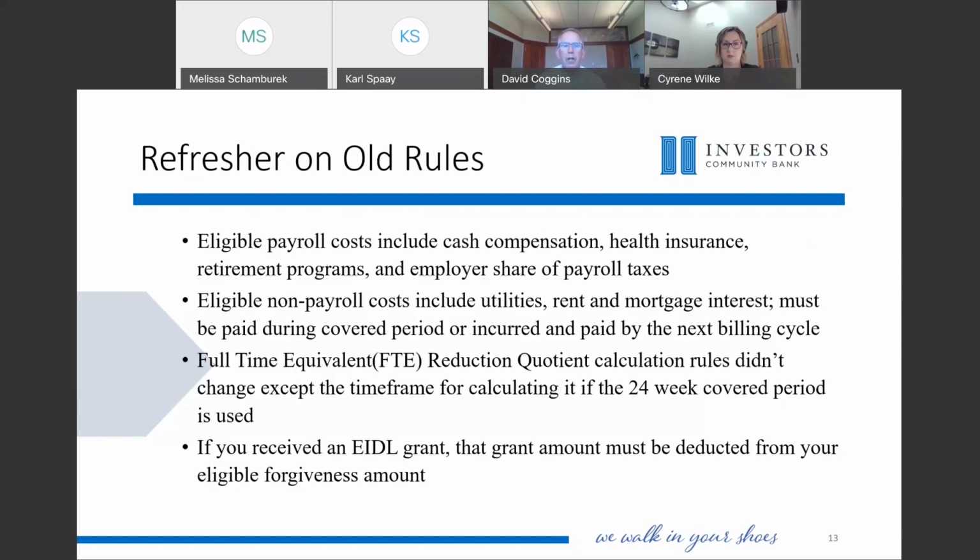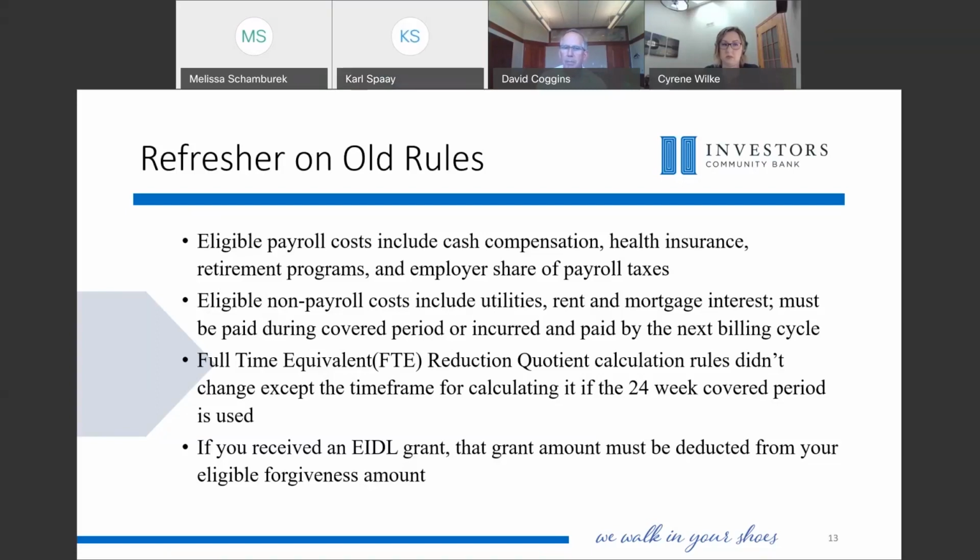Just a quick refresher on the old rules. We're not going to go into them in a lot of detail, but just as a reminder, your eligible payroll costs include cash compensation, health insurance, retirement programs, and the employer share of payroll taxes. Now, cash compensation is your typical wages, tips, things like that, but it also could include things like special bonuses, hazard pay, things like that.